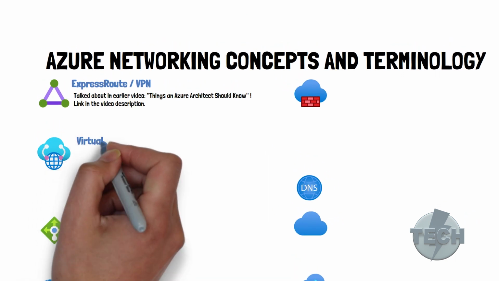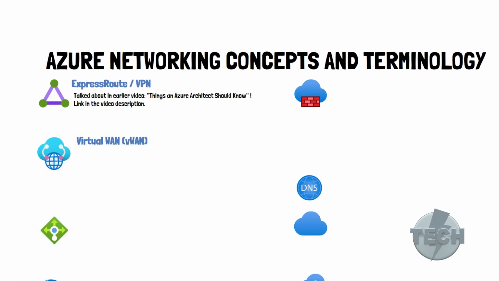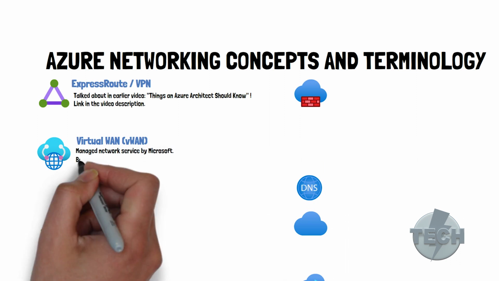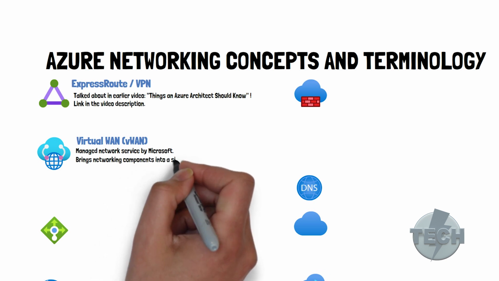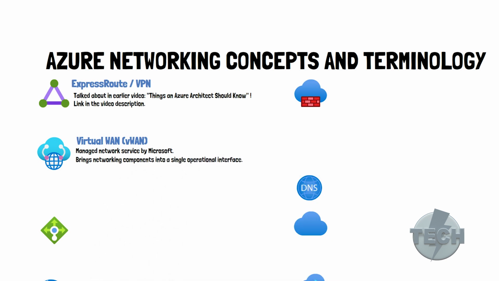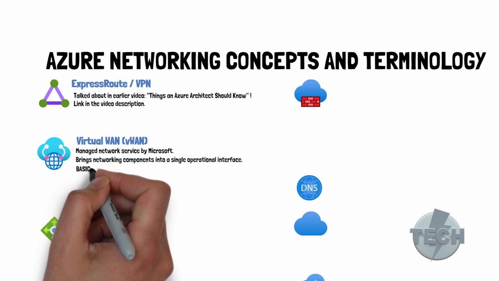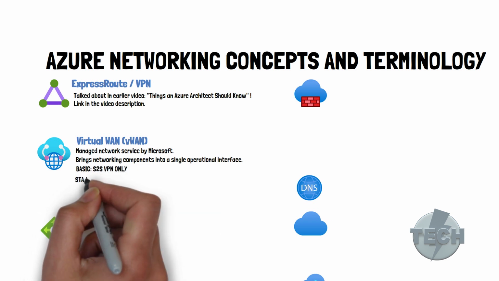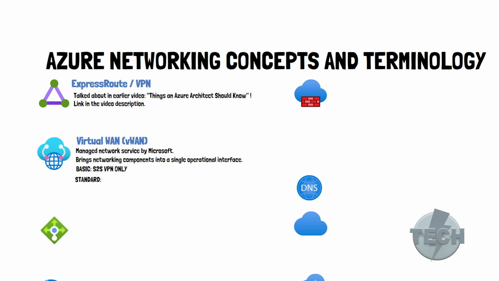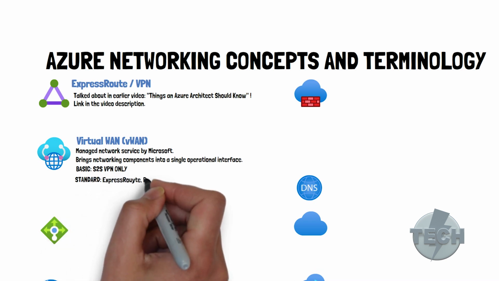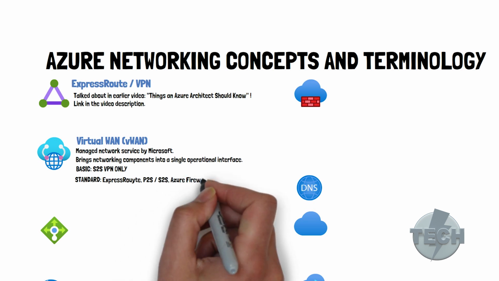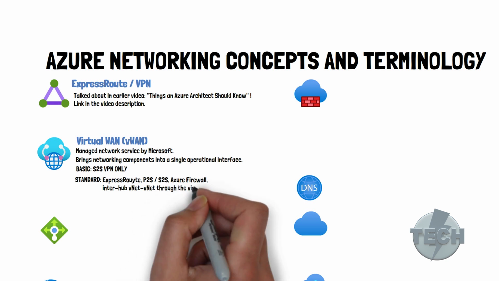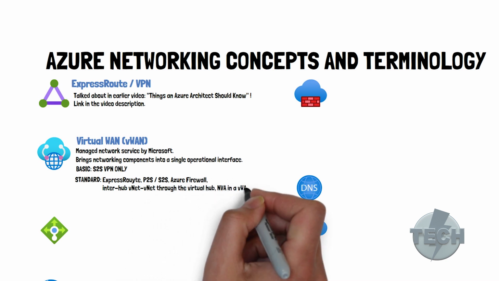The virtual WAN, also known as vWAN, is a managed network service by Microsoft. It brings many networking components, such as security and routing functionality, into a single operational interface. There are 2 SKUs, basic, which supports site-to-site VPN only. Then you have the standard SKU, which supports ExpressRoute, point-to-site and site-to-site VPN, Azure Firewall, inter-hub and VNet-to-VNet transitioning through the virtual hub, NVA in a virtual WAN.